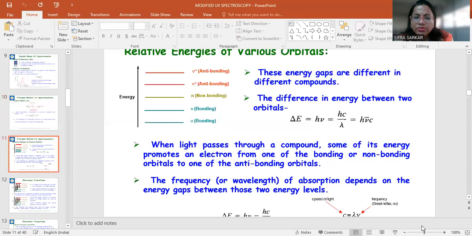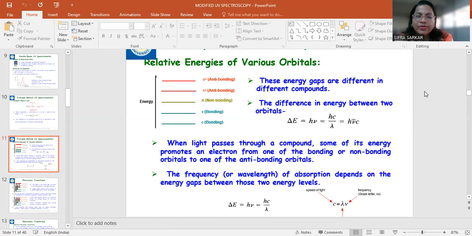So these energy gaps are different in different compounds, like the difference in energy between two orbitals. Delta E represents the energy difference, equal to h nu, where nu is the frequency. This is derived as Planck's constant times c by lambda, where c is the velocity of light. If it is reciprocated, then the frequency, that is the wave number, is given. Just invert it.